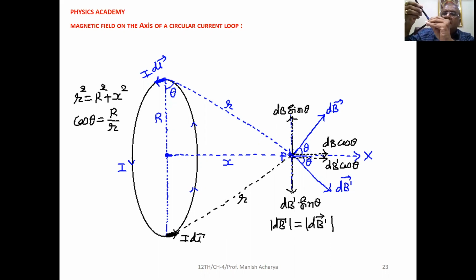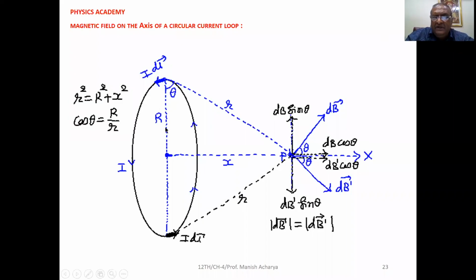But to fix the direction, we place the screw here. Actually, we want to find the magnetic field at this point. So now take this particular vector here. So at point P here, our magnetic field is like this. Clear to all of you?